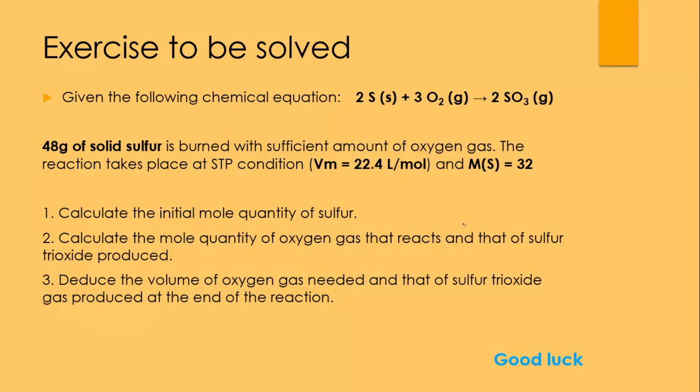This is an exercise you have to solve by yourself. It is similar to the previous solved exercise that was explained previously. You have a chemical equation. We have mass of solid sulfur. We have the Vm and the molar mass. I wish you to write this example and solve it by yourself. Any question, don't hesitate to ask me, and good luck.